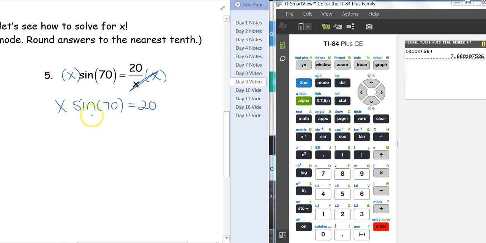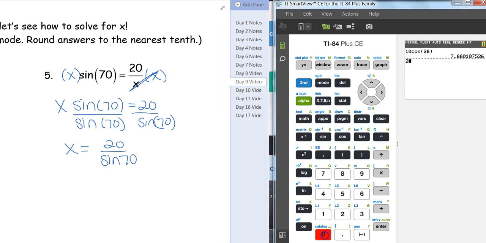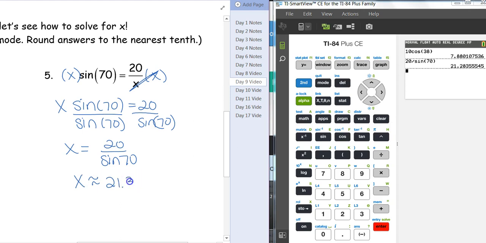I still need x by itself, so now since it's x times the sine of 70, I divide both sides by the sine of 70, and we get x is equal to 20 divided by the sine of 70. So we go back to our calculator. We've got 20 divided by the sine of 70. We hit enter. Again, rounding to the nearest tenth, we get x is about 21.3.